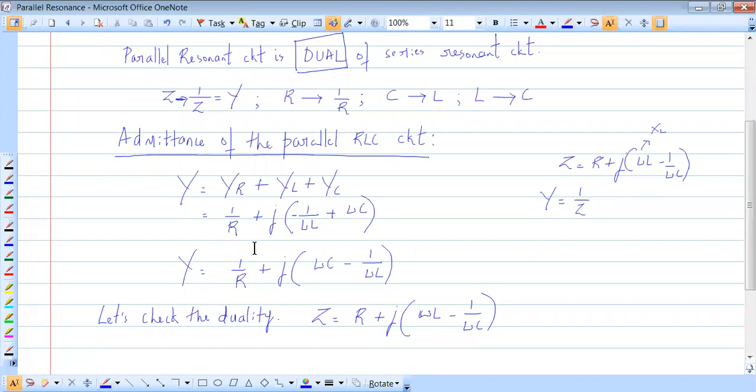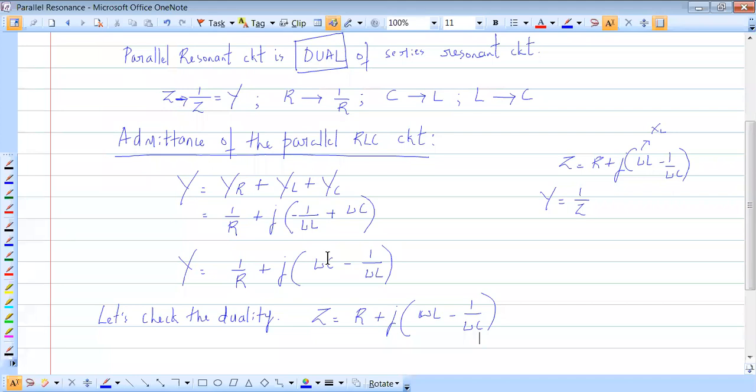That's why it is Y. What would R become? R would become 1 by R. So impedance R is becoming 1 by R here. Fine. And in place of C, we need to have L. In place of L, we have C. So this is how the duality works out. You catch hold of the impedance of series RLC circuit, you can easily get the admittance of parallel RLC circuit. Everybody understand this point? Yes.